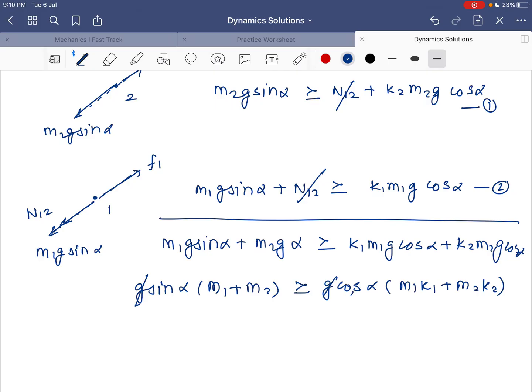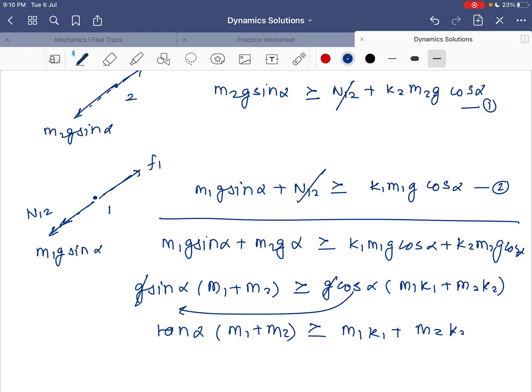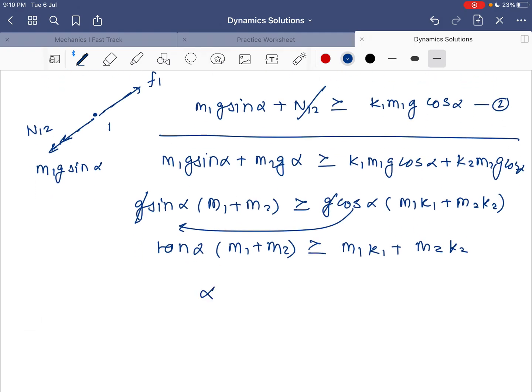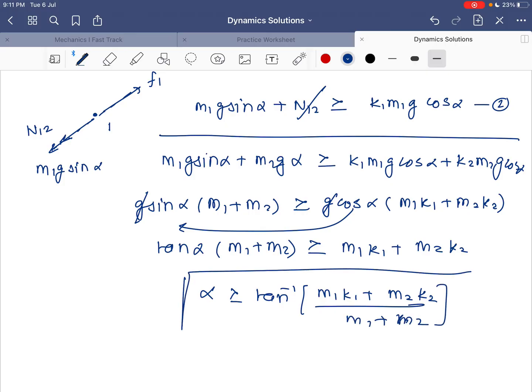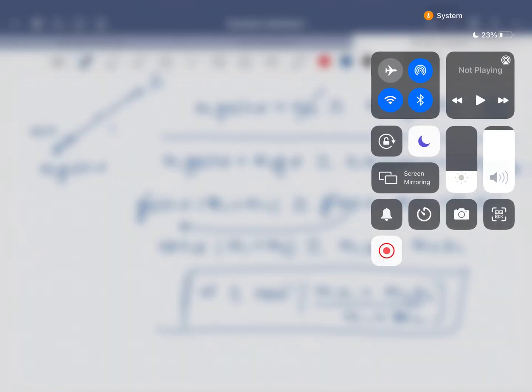G will get cancelled out. This cos alpha will come down, it becomes tan alpha in bracket m1 plus m2 must be greater than or equal to m1 k1 plus m2 k2. So alpha must be at least greater than or equal to tan inverse of m1 k1 plus m2 k2 upon m1 plus m2, and this is the least value of alpha which is required. Thank you very much.